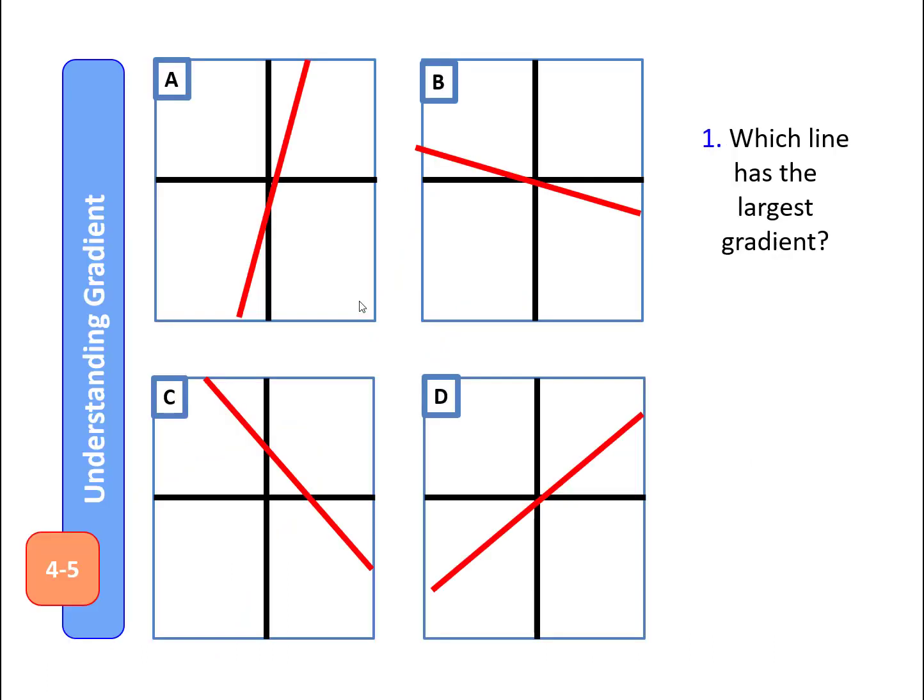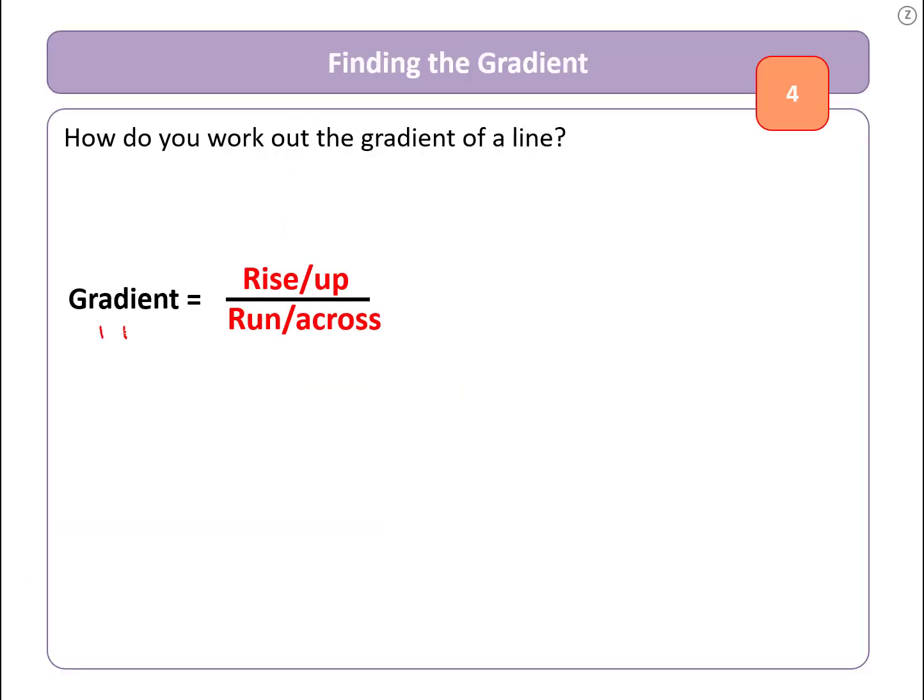Right, so which line has the largest gradient? It is A. Well done, if you got that. Now, which one has the smallest? This is a bit of a trick question, but the smallest is actually C, because it's going downhill. So the gradient is also sometimes called M, and you need to remember that.